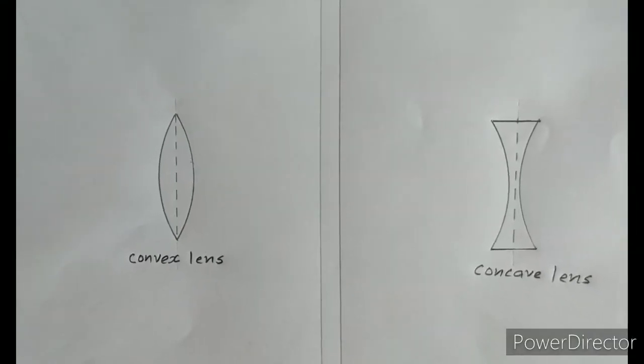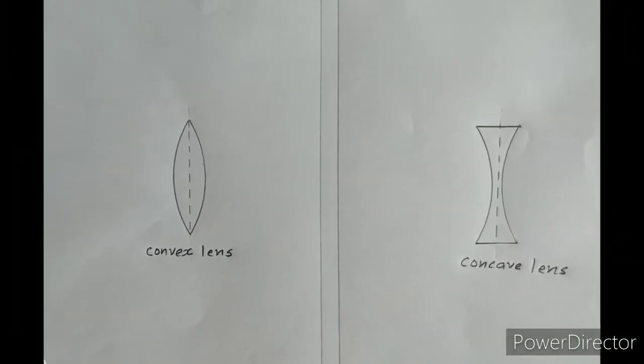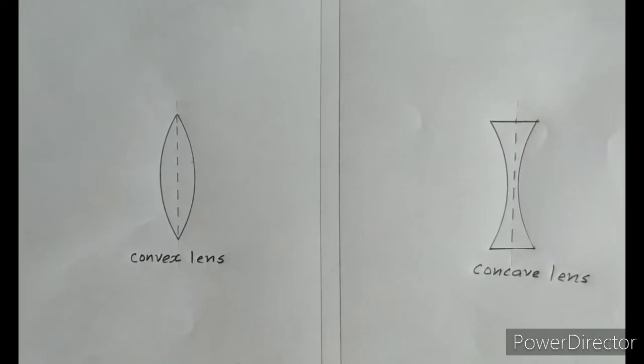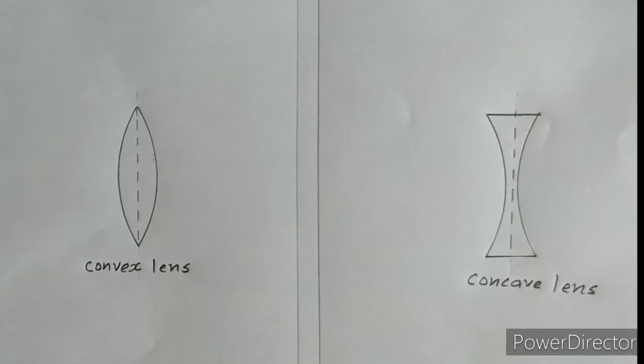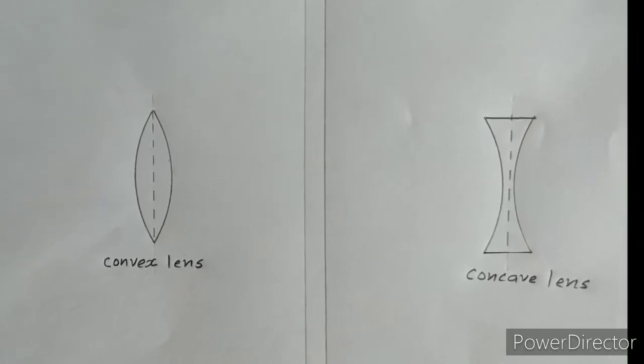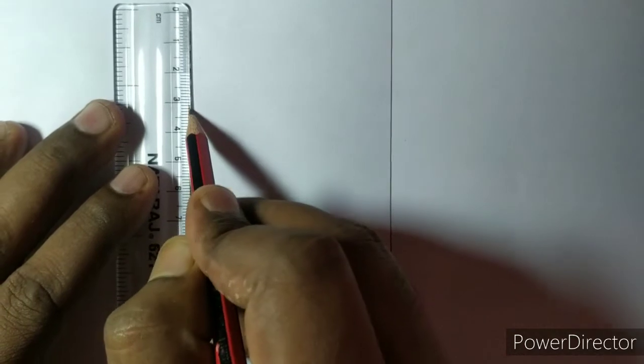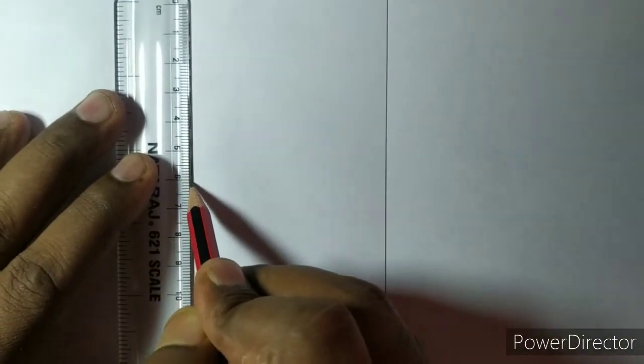Students, today we are going to learn how to draw the ray diagram for the image formed by a lens. We will learn rules for both the types of lens together. Let's start from a convex lens. For that, let's draw a vertical dotted line for the lens.